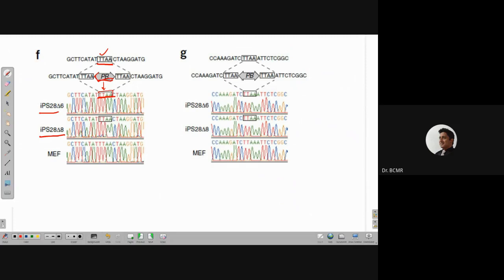The same is the case with the other ones as well. TTAA, integration, and upon excision, you again have TTAA. So that is perfectly excised without leaving any footprint. And that's the important part of that. So I hope you remember, in this case, you would have to explain Sanger's method and automated Sanger's method.